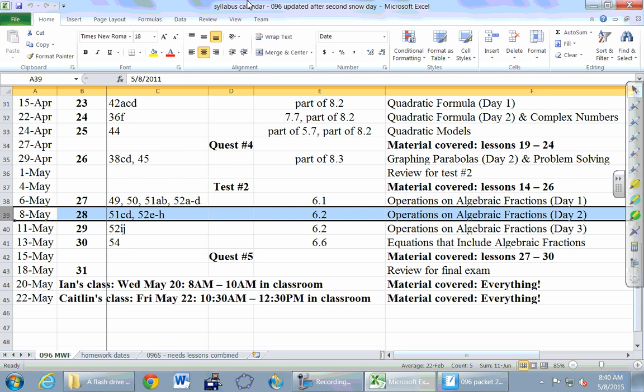Let's take a quick look at our calendar here. We are in day 2 of 3 on these things called operations on algebraic fractions. So just a reminder, last class we introduced algebraic fractions. These are just normal fractions, but they include one or more variables, x's, y's, and z's, right?